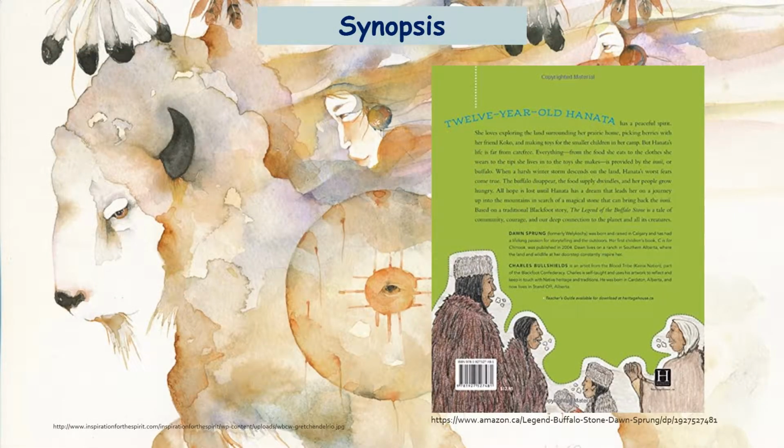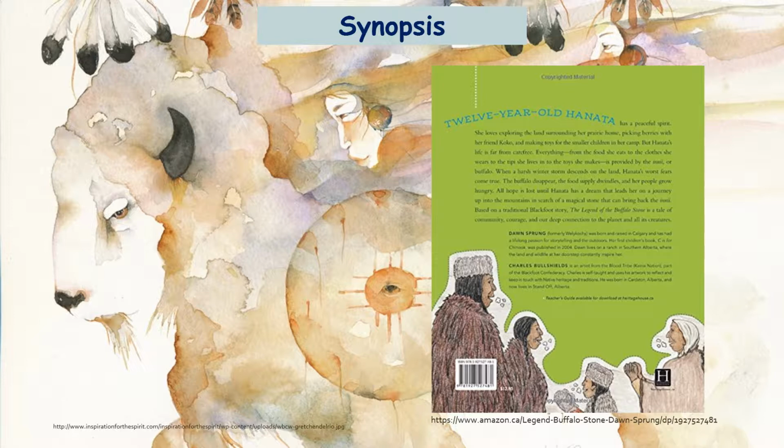The legend of the Buffalo Stone centers around a Blackfoot girl named Hanada. The story begins with a deep appreciation for the Iinnii, the buffalo, and all that it offers, the creative use of all the parts of the buffalo, and illustrates the First Peoples' respectful connections to the land. With the onset of a difficult winter, the buffalo disappear. Hanada watches as their food supply dwindles and her people grow hungry. Determined that her people will not starve, Hanada searches every day for the Iinnii.